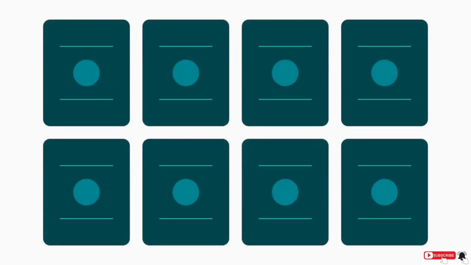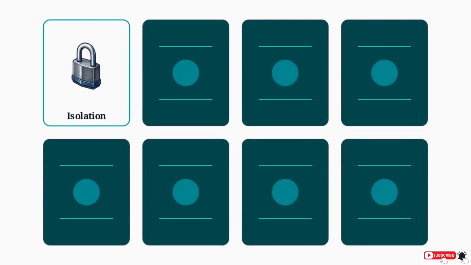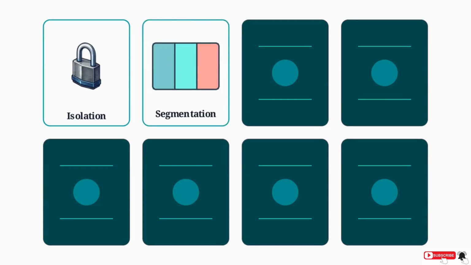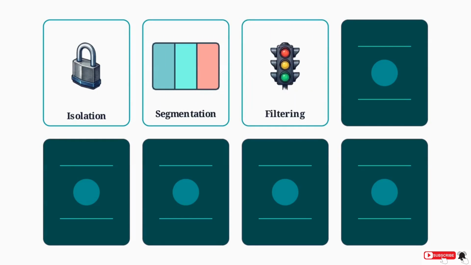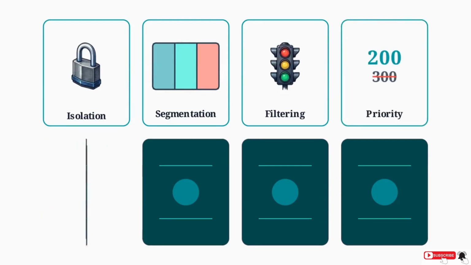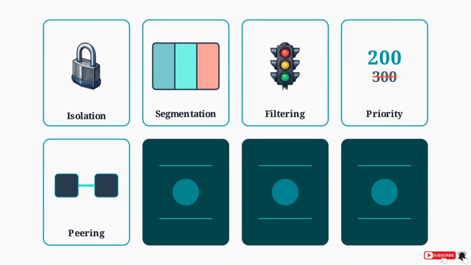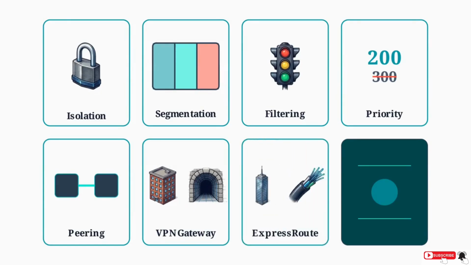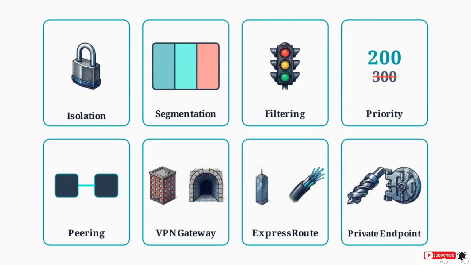Let's cement these foundational scenarios. Isolation requires a VNet. Segmentation requires a subnet. Filtering requires an NSG. In a conflict, 200 beats 300. VNet to VNet connectivity requires peering. Linking an office requires a VPN. And enterprise reliability requires ExpressRoute. Private access requires a private endpoint.